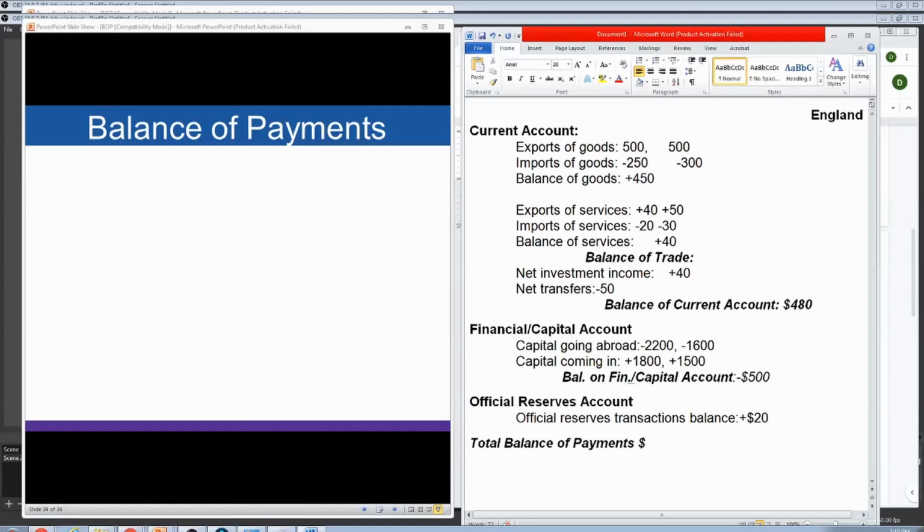Now, if you were to do this with Jamaica on the other page, the balance of the current accounts would be a negative 480 for them, but their balance on their financial account would be a plus 500, which means they'd have to take out $20 from their economy, and they would have a negative 20 there, so that their total balance of payment is, as always, 0. Okay? And that's pretty much the sheet.